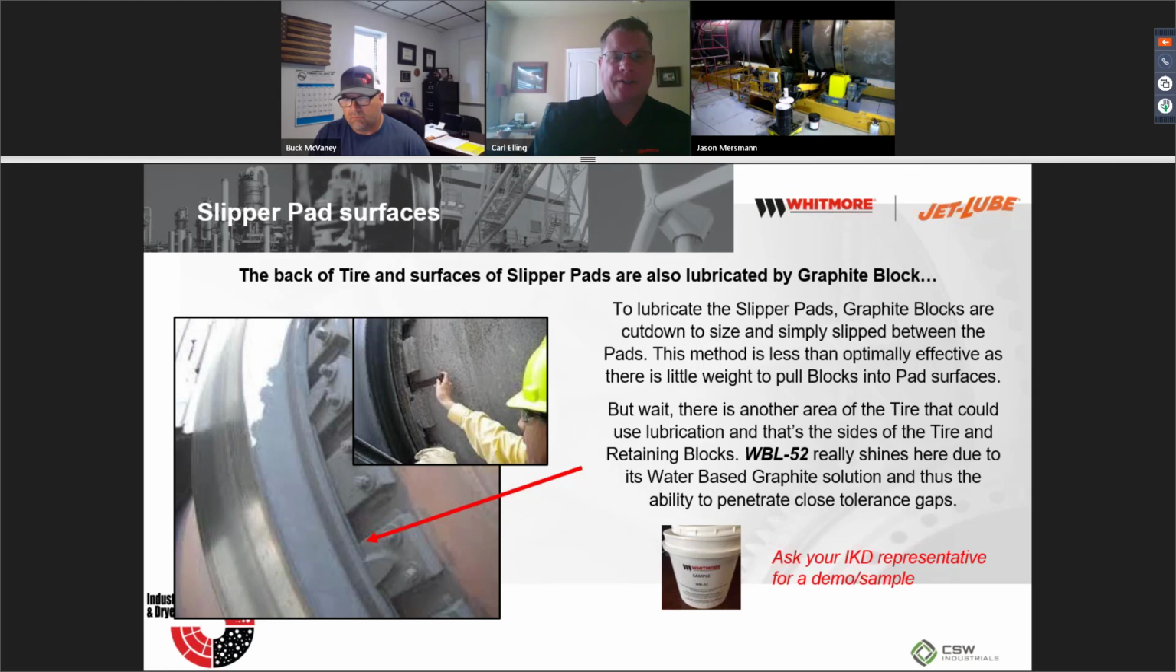Just because it's not going to see a whole lot of friction, at least the coating will provide some kind of rust preventative measure. So if that helps out.